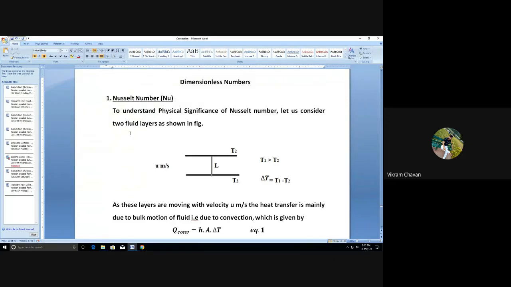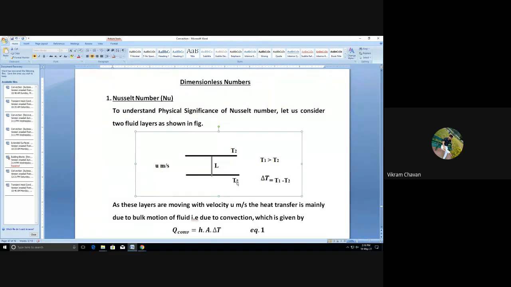To understand the physical significance of Nusselt number, let us consider two fluid layers as shown in the figure. So draw this figure. These fluid layers are flowing with U meter per second.